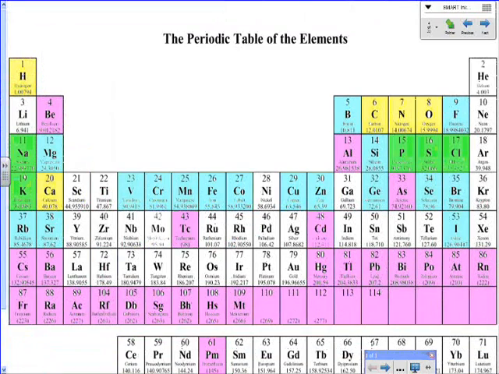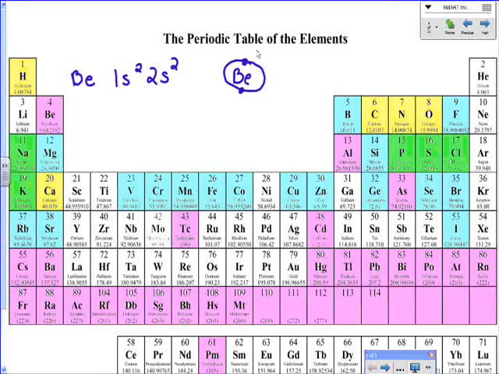Now, what I'd like you to see is beryllium. Beryllium's electron configuration is 1s squared, 2s squared. All right? Now, let's look at the Bohr model. Beryllium has 2 on the first energy level, and it has 2 on the second. Now remember, the second energy level wants 8 to be happy.